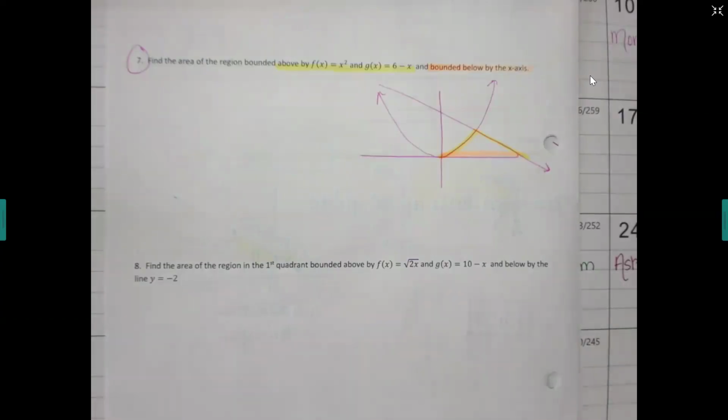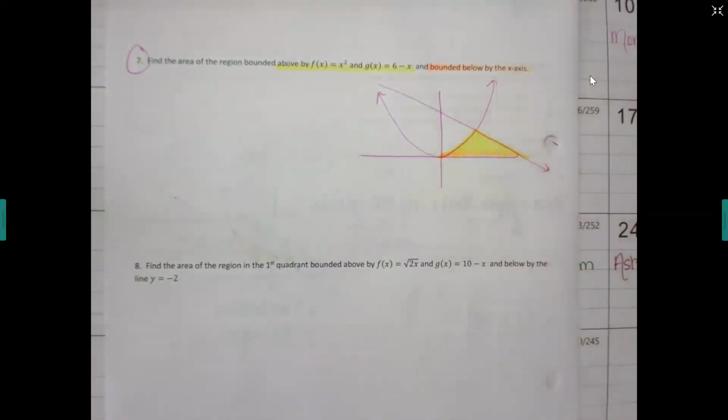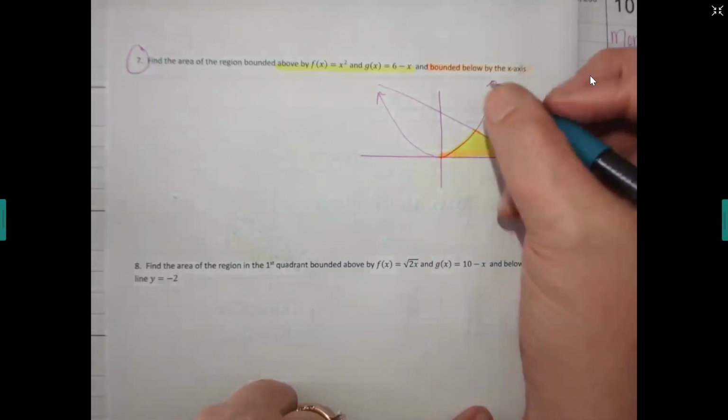The reason that this is going to need to be broken up is because is there always one function forming the top border? Or is it always the same function across the top? No, then you're going to have to split it into two pieces. So kind of pretend it's like two pockets. So we're going to cut our region right here down the middle.